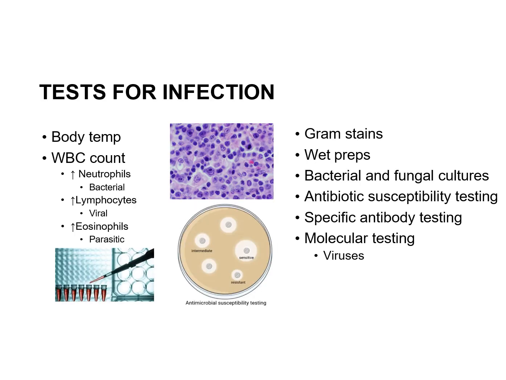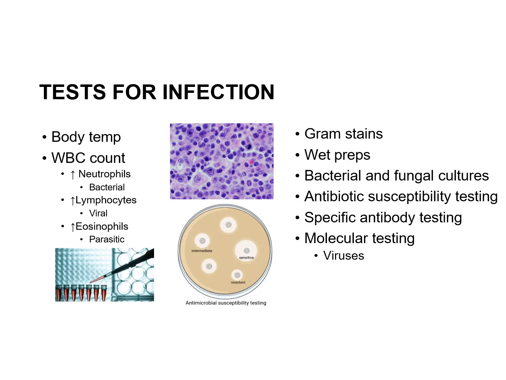Diagnosing infection requires integrating clinical findings with laboratory data, and this slide highlights some of the most common diagnostic tools. Basic measures like body temperature provide early clues, but laboratory testing adds specificity. A white blood cell count can indicate the type of infection based on which cell population is elevated. Increased neutrophils suggest a bacterial infection. Lymphocytes are more commonly associated with viral infections, and elevated eosinophils point towards parasitic involvement.